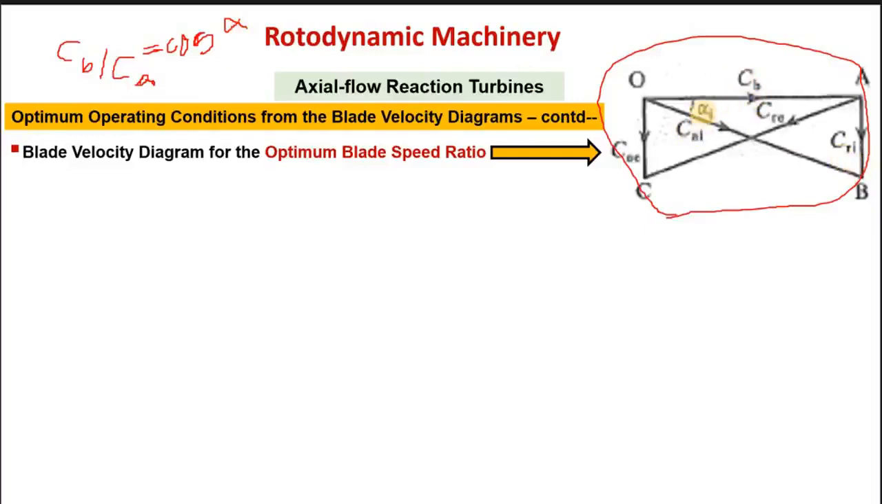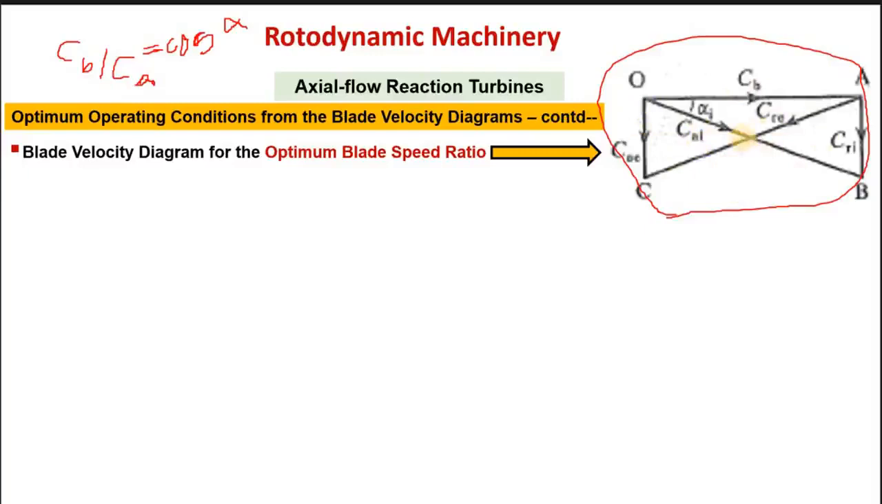And for other values of alpha, like 5 degree or 10 degree or 15 degree, CB will be nearly equal to CAI, a little smaller than CAI for this optimum condition. That's why the velocity triangle would look like this one, which you are seeing now.